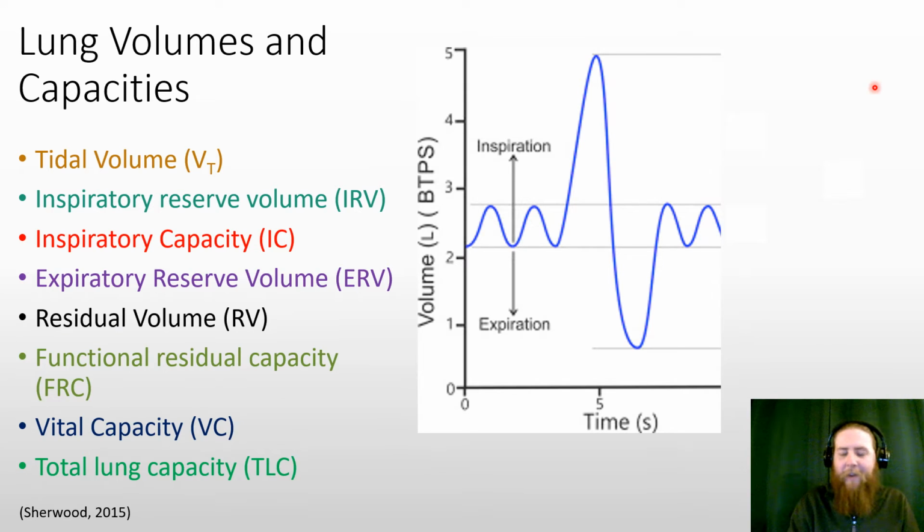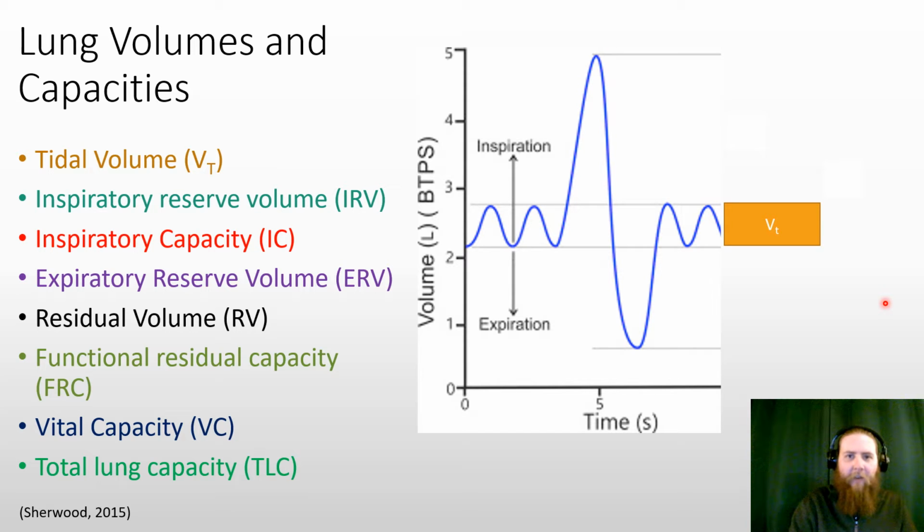All right, next we're going to talk about lung volumes and capacities. And the first one we're going to talk about is the tidal volume, or VT. This is the volume of air entering or leaving the lungs during a normal breath. So inspiration going up, expiration going down. In a normal breath, this is the volume of air that's going in and out. Just a very small part of this graph.